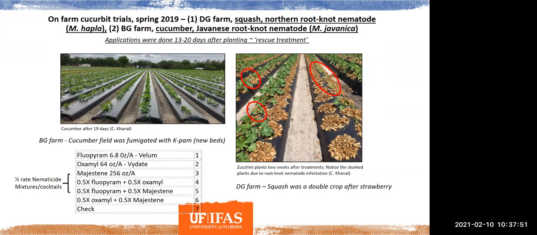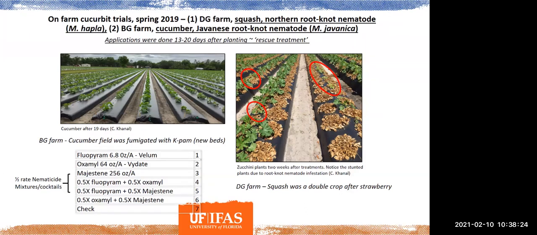One was a squash double crop on strawberries, the picture on the right, and then a cucumber trial on new beds on the left. Different nematodes. In the cucumber, we had the Javanese, which is typically the nematode, or one of the species you will get in vegetables. The northern root knot nematode is the only root knot nematode we find in strawberries, but it will also affect vegetables. You can see some of the stunted zucchini plants already on the right there. Because of nematode infection, we already saw galls on the roots there.